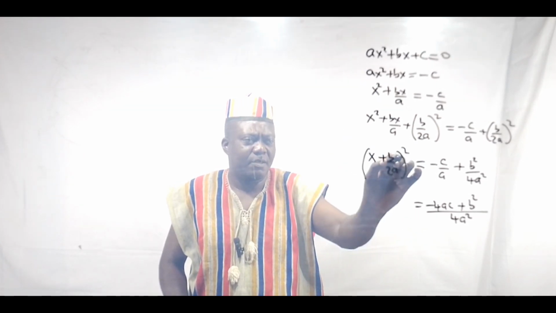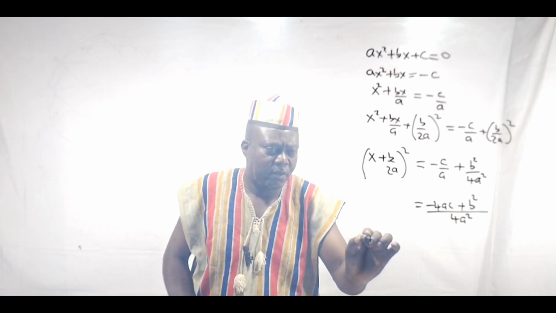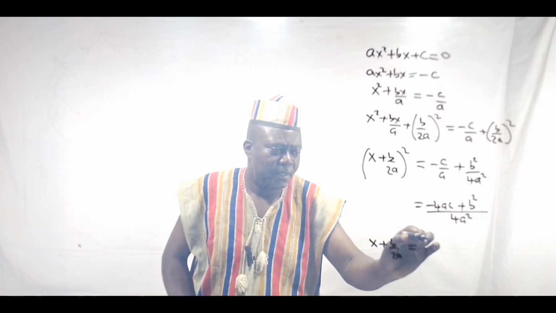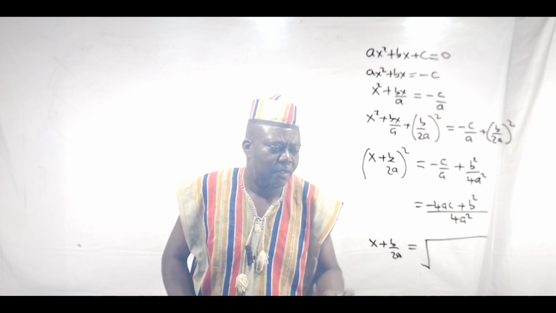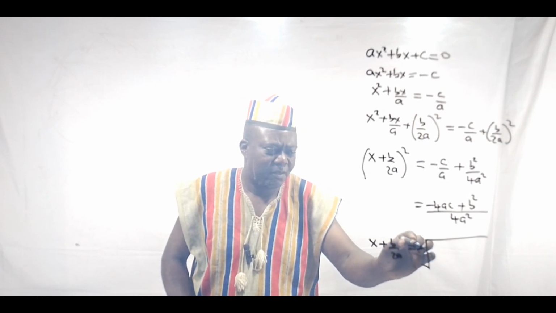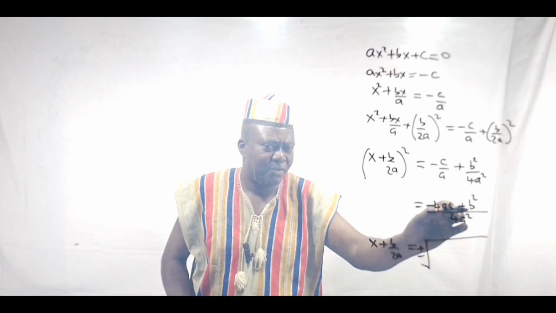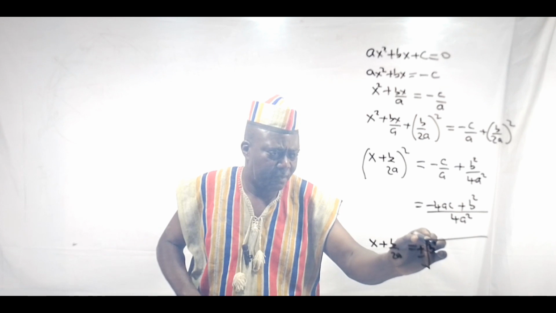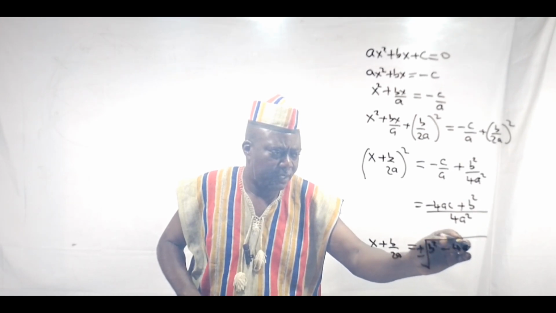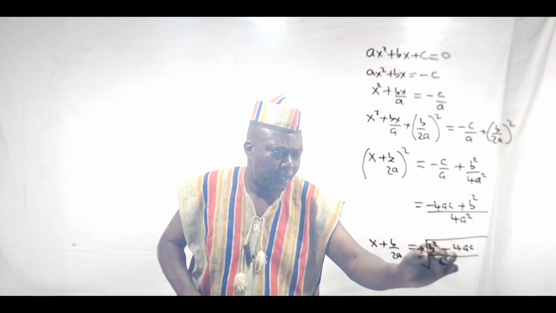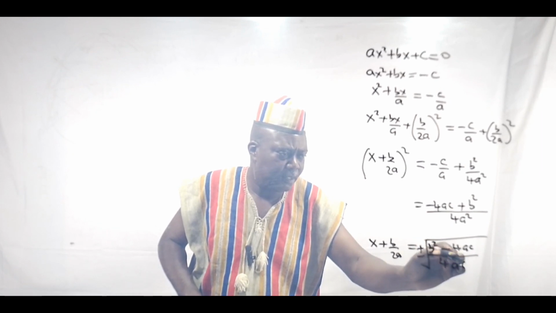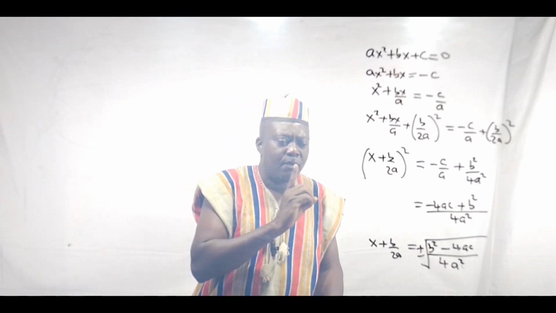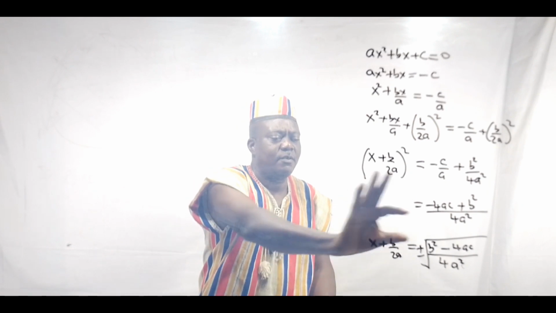So from here you now look at this one. You take the root of both sides so that these two will go. So this one will become x plus b over 2a equals plus or minus the square root of, you start from b squared so that you maintain the order. So here you have b squared minus 4ac over 4a squared.